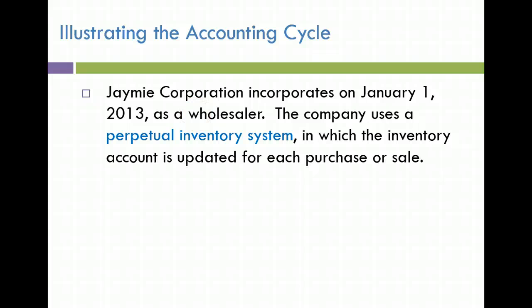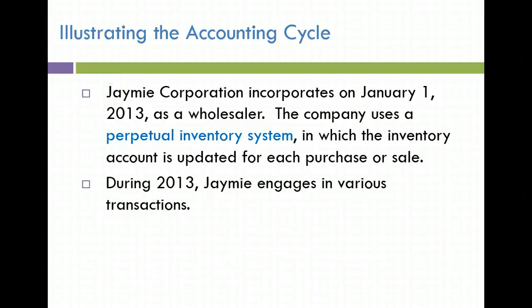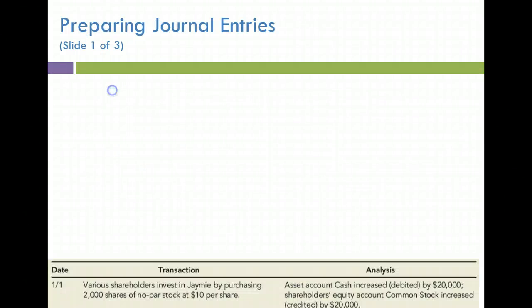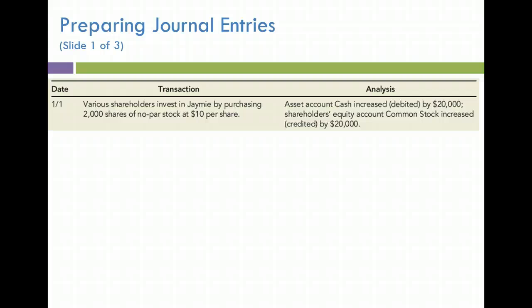Jamie Corporation incorporates on January 1st as a wholesaler. The company uses a perpetual inventory system, so it's probably a computerized system that always keeps track of where everything is, in which the inventory account is updated after each purchase. During 2013, Jamie engages in a series of transactions. The first transaction, various shareholders invest in Jamie by purchasing 2,000 shares of no-par stock at $10 a share.